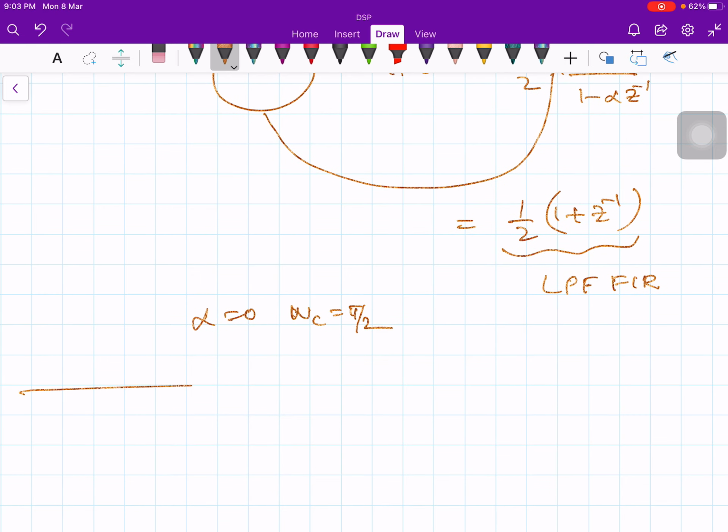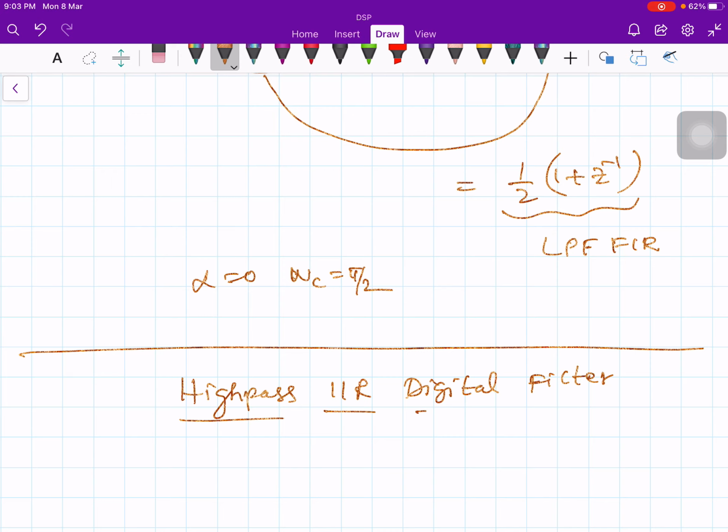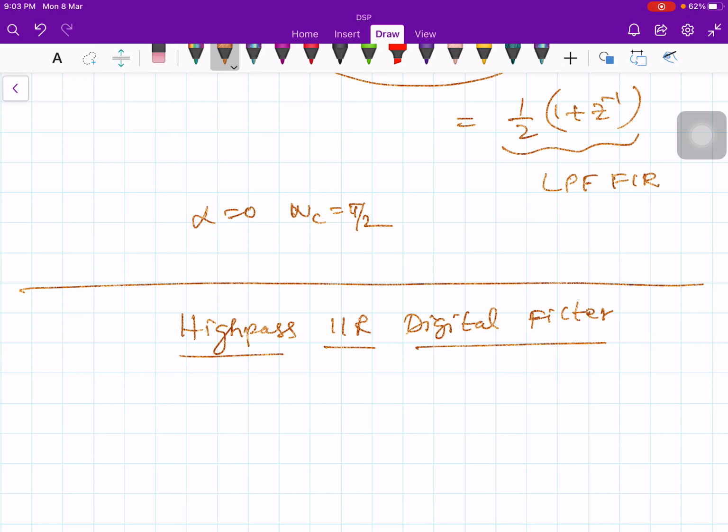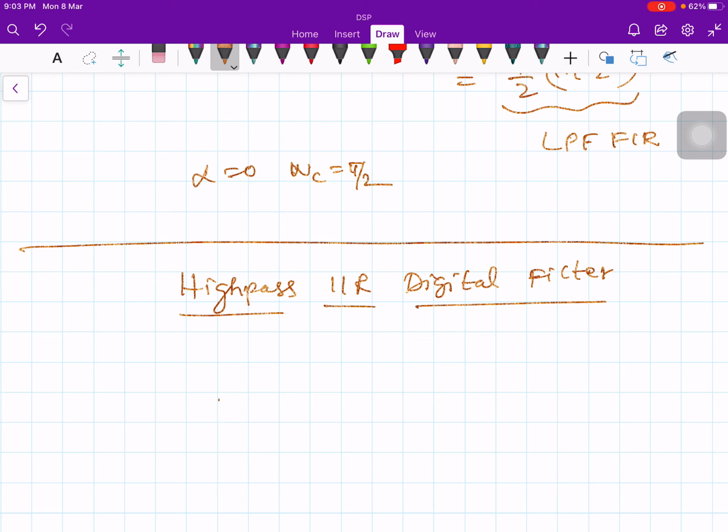Now let us move on to the high pass IIR digital filter. And I told you that in general in a low pass filter, if you change z to minus z, then you'll get a high pass filter. So you change z to minus z, you should get a high pass filter.